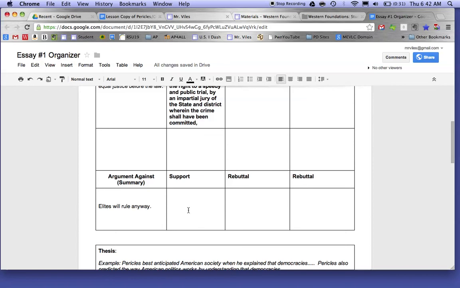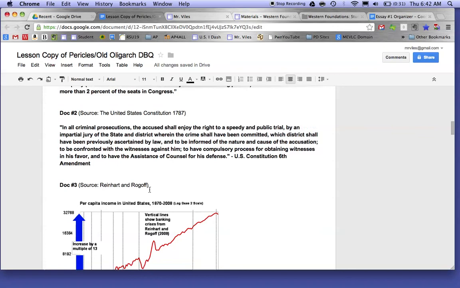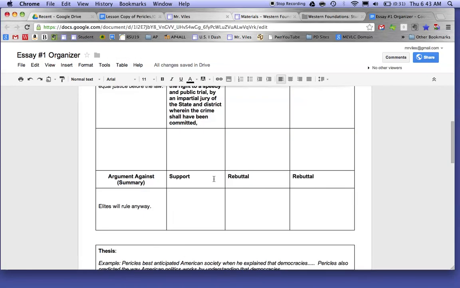And so we would find a piece of support in the modern docs, here from modern America. Maybe not hard to find. Maybe we could go right back up here to document 1 actually, and that would be a great piece of support for that. After you find the best piece of support for your opponent, in this case the old oligarch, his best argument, you then find 2 pieces from the docs that are rebuttals to that, that disagree with that. And what you're setting up here is a paragraph.